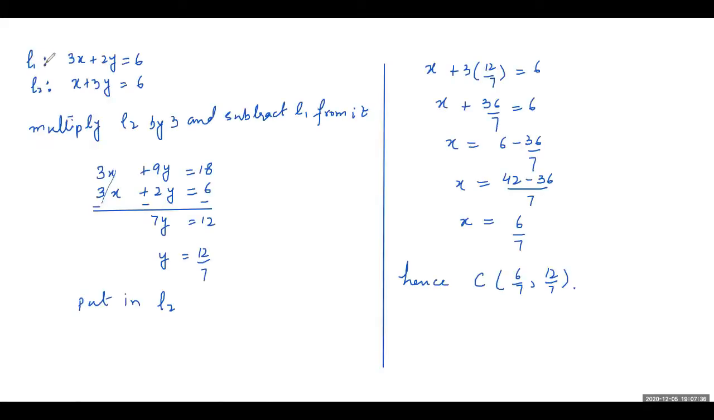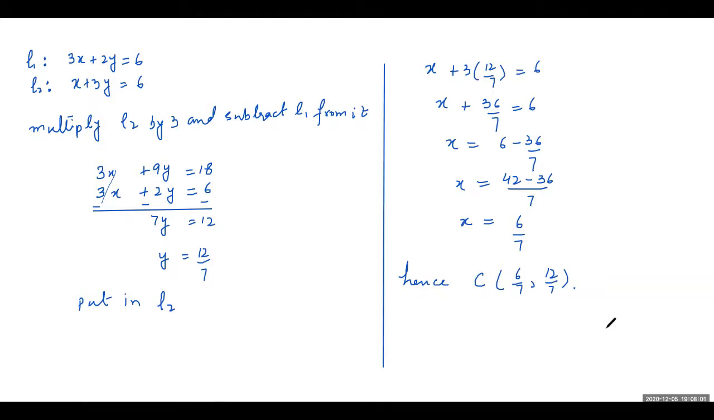Here it is. L1 is this, L2 is this. Multiply L2 by 3 and subtract L1 from it. You will get this: 7y is 12 and y equals 12 by 7. Put it in L2 and you will get x equals all this. These are quite simple calculations and you get x equals 6 by 7. Hence, our corner point C is (6/7, 12/7).